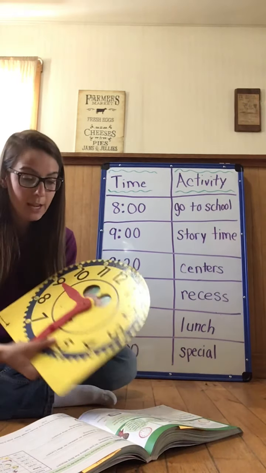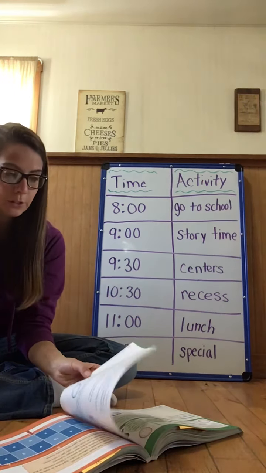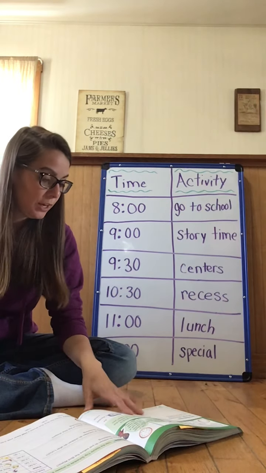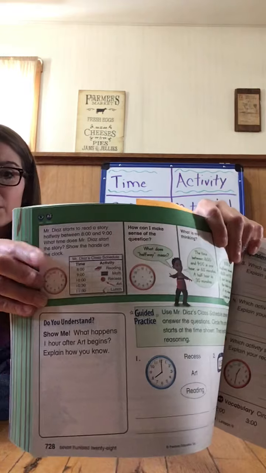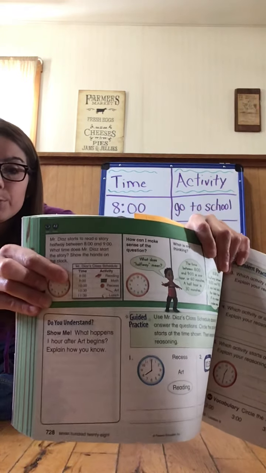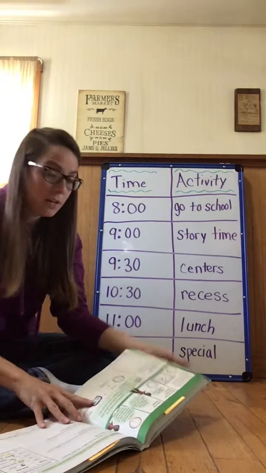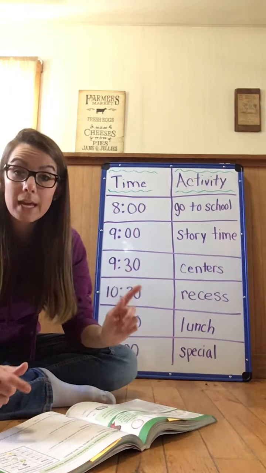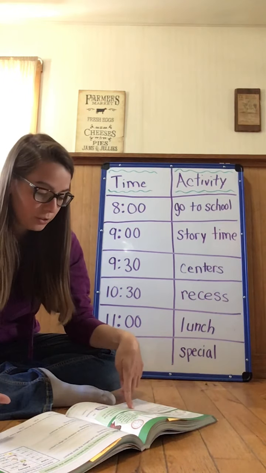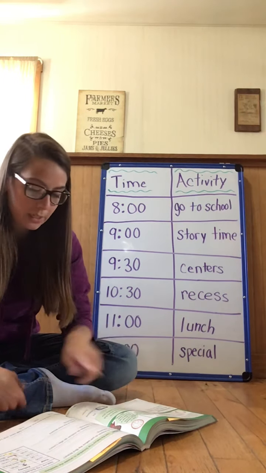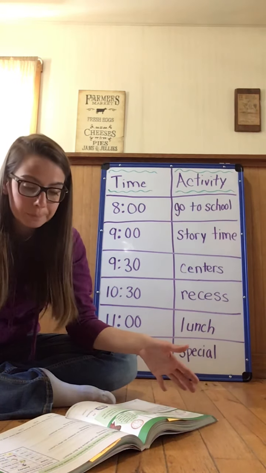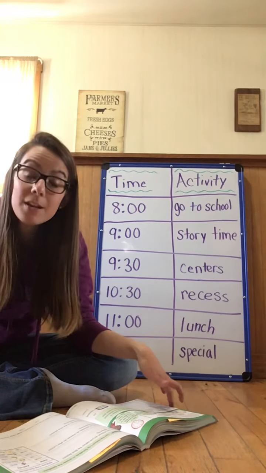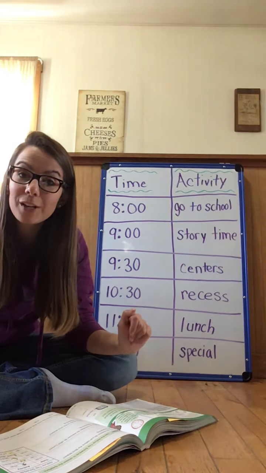So for today, all you're going to do is use the little activity sheet or chart, just like how I did, this little schedule on page 728. You're going to use that to help you answer the questions on page 728 and 729. There's only 6 questions, so I don't think it will take you too long at all to do.